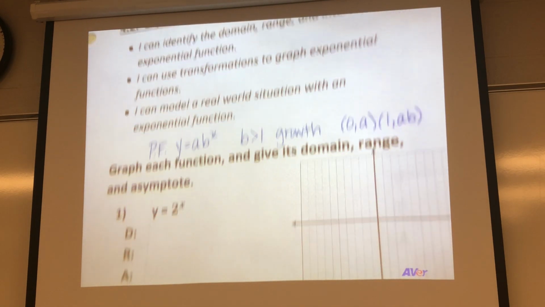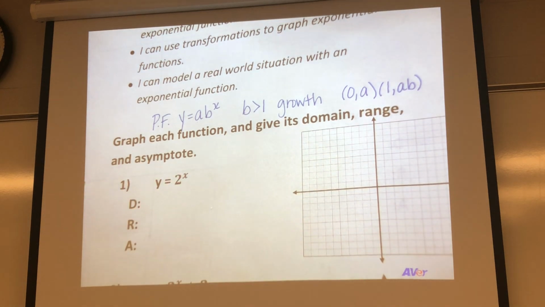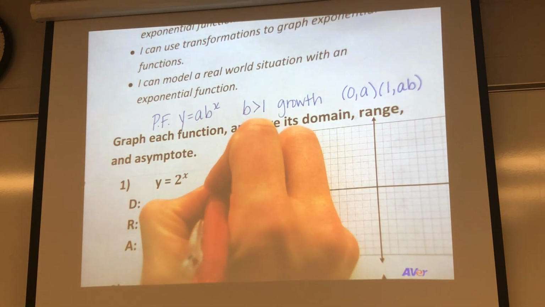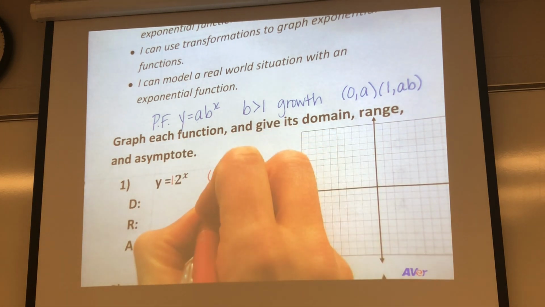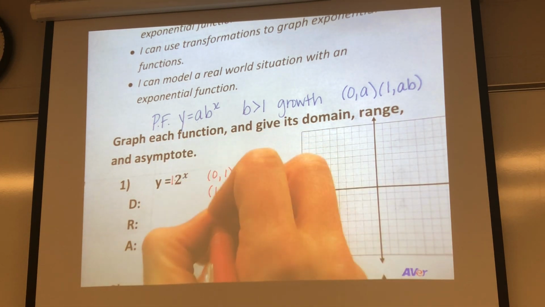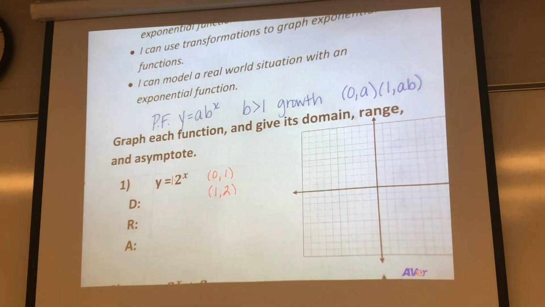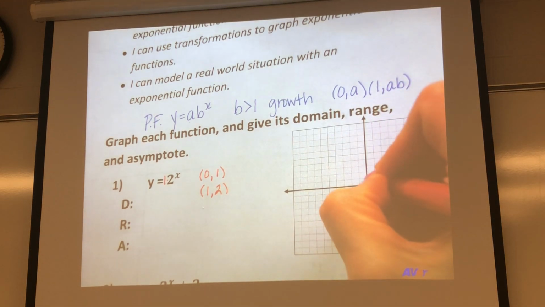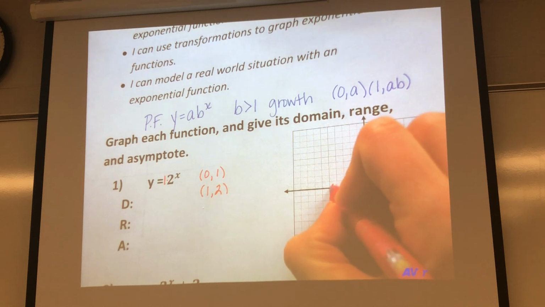So let's take a look at y equals 2 to the x. Notice it doesn't have an a value, or the a value is 1. So it's going to go through the points (0, 1), because our a value is 1, and then (1, b), because 1 times 2, if we put that in, so (1, 2). When we graph it, (0, 1), (1, 2), all exponentials are curved.